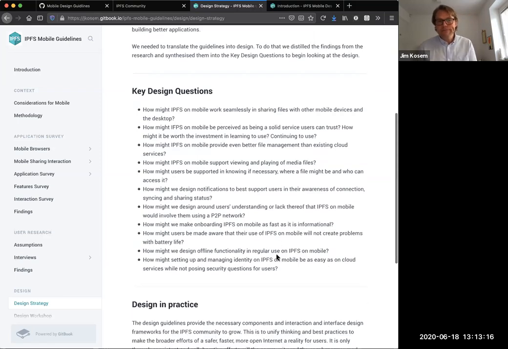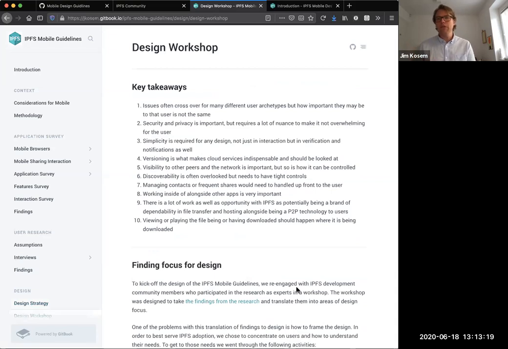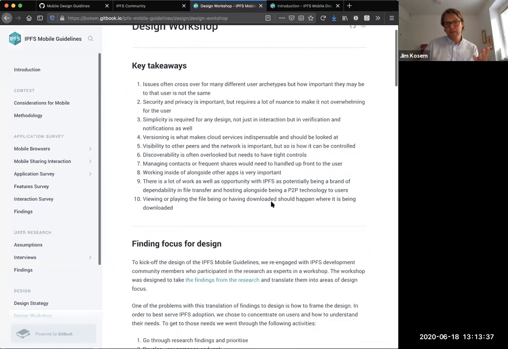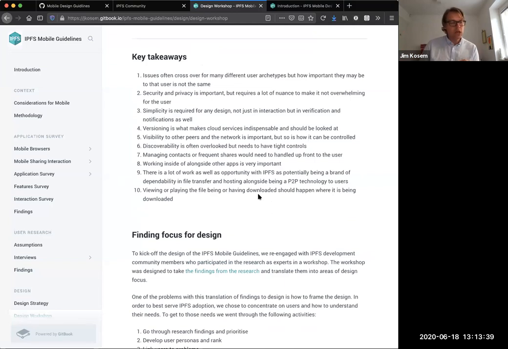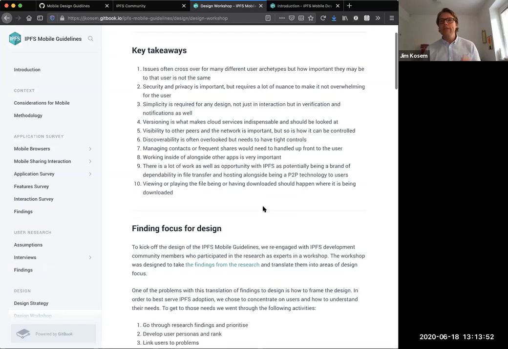The first thing we did was hold a workshop with active IPFS developers, internal and external to Protocol Labs. We went through the process of taking those research findings and the key questions outlined in the design strategy and prioritizing them. You can see here and read about the key takeaways. What we wanted to do through the workshop was link these questions to users, because we want to make this a user-centered exercise. We looked at who the user is and linked the problems to them.